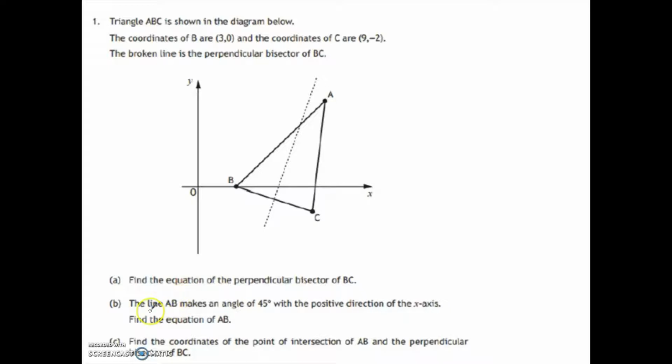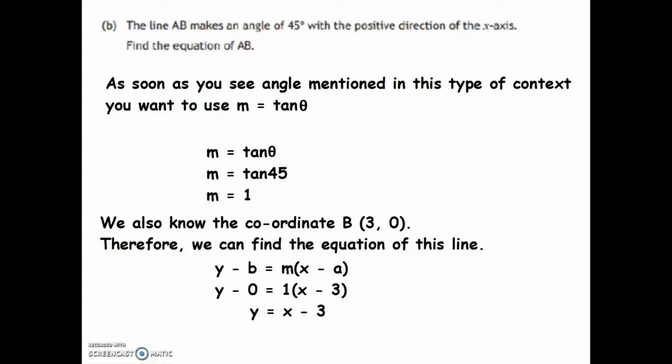Part B says the line AB, which is here, makes an angle of 45 degrees. So it's going to have a 45-degree angle here with the positive x direction of the x-axis. Find the equation of AB. So, what you should do at this point is think, well, what about angles relates to straight lines? What relates angles to straight lines? m equals tan theta.